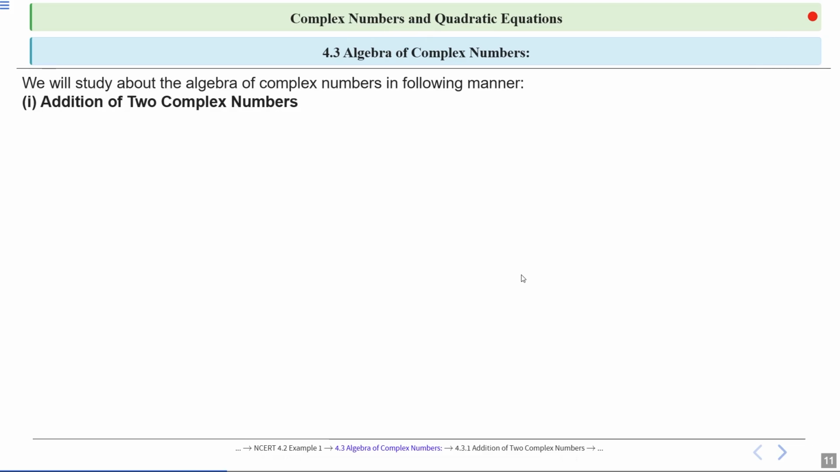Now, we will discuss algebra of complex numbers. In this section, we will learn how to add two complex numbers, how to multiply two complex numbers, how to subtract two complex numbers, and how to divide two complex numbers. Let's start with addition of two complex numbers.